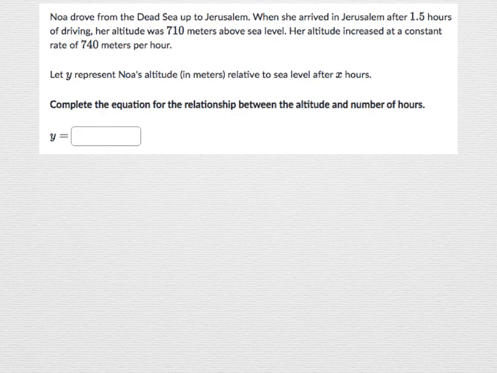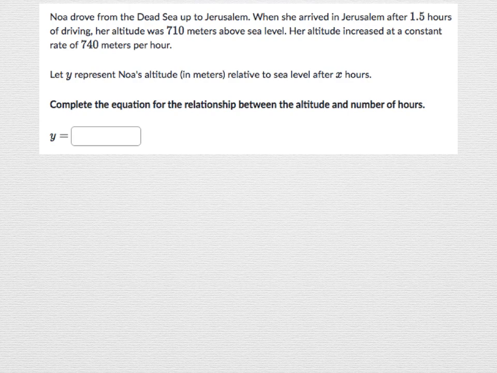Noah drove from the Dead Sea up to Jerusalem. When she arrived in Jerusalem after 1.5 hours of driving, her altitude was 710 meters above sea level. Her altitude increased at a constant rate of 740 meters per hour. Let y represent Noah's altitude in meters relative to sea level after x hours, and complete the equation for the relationship between the altitude and the number of hours.